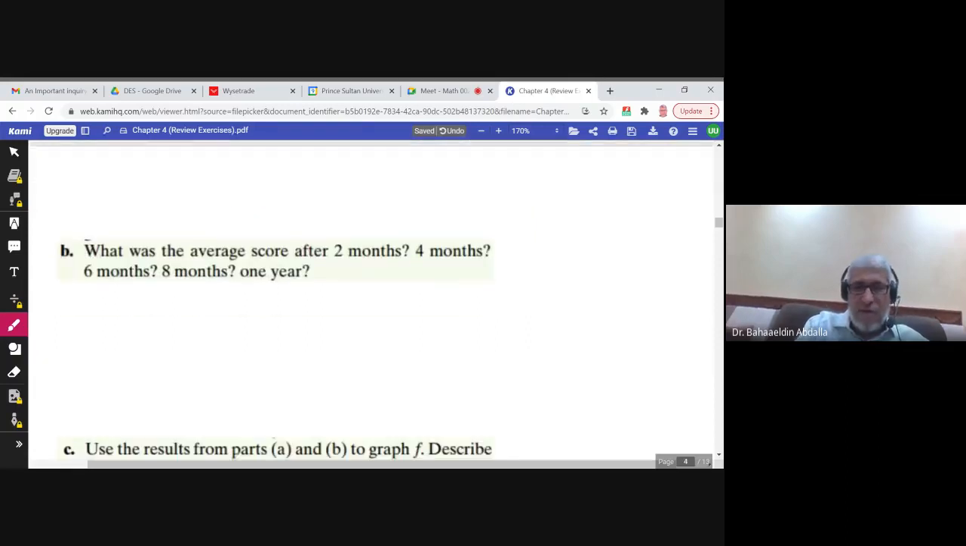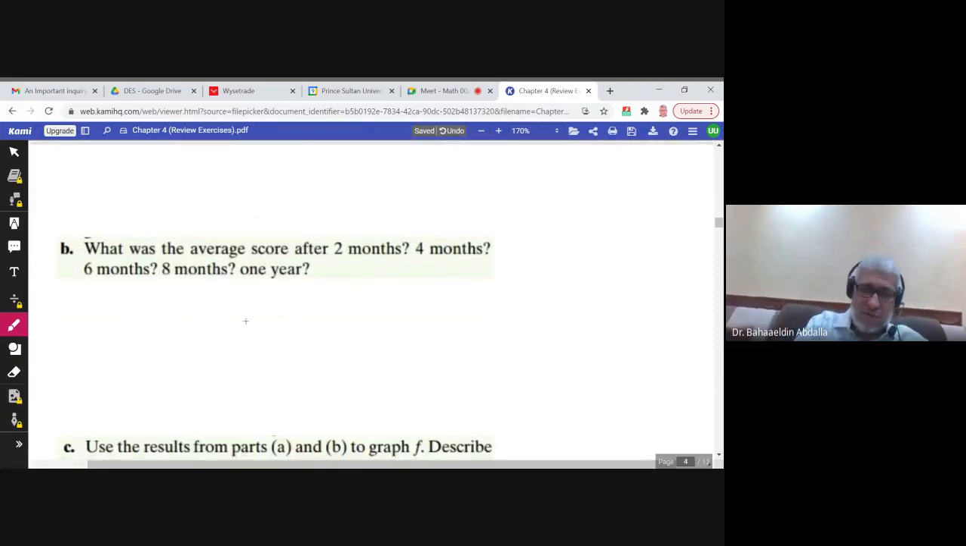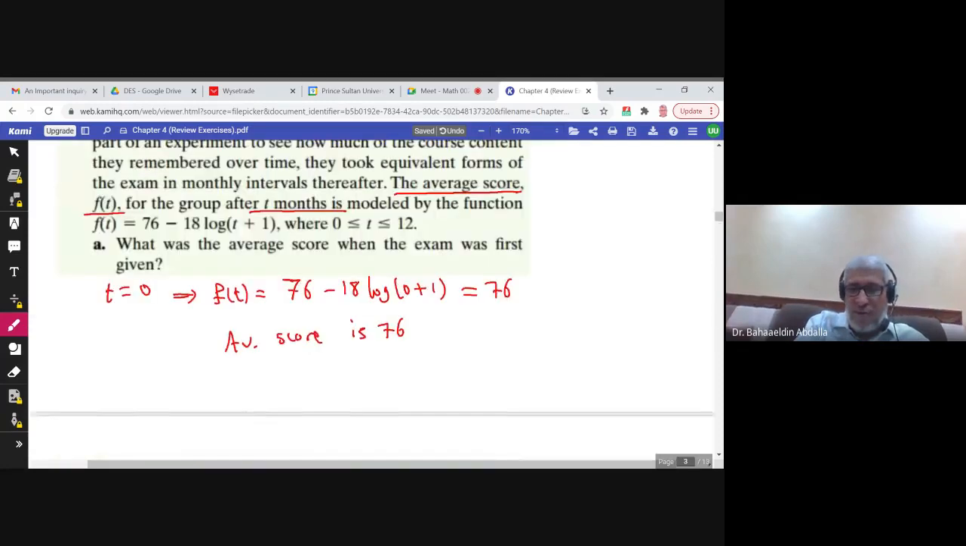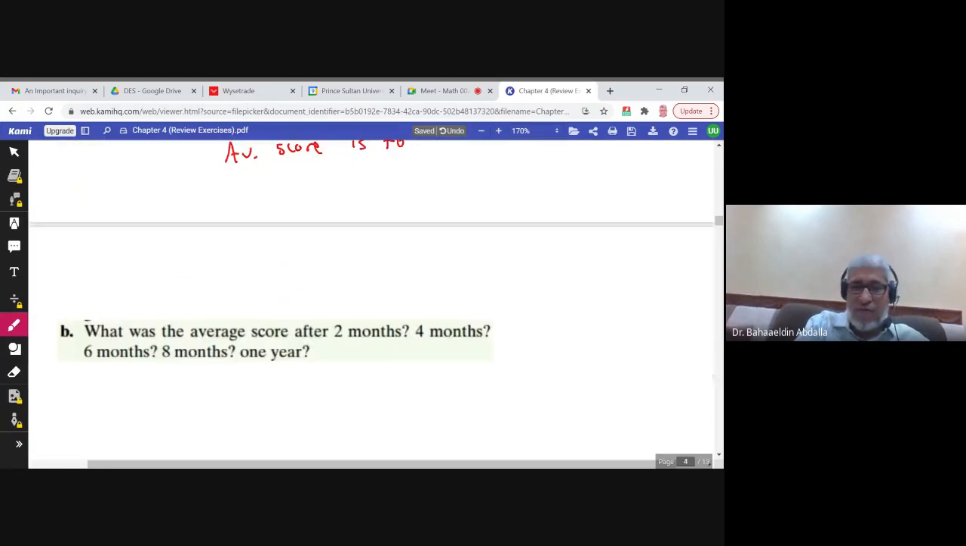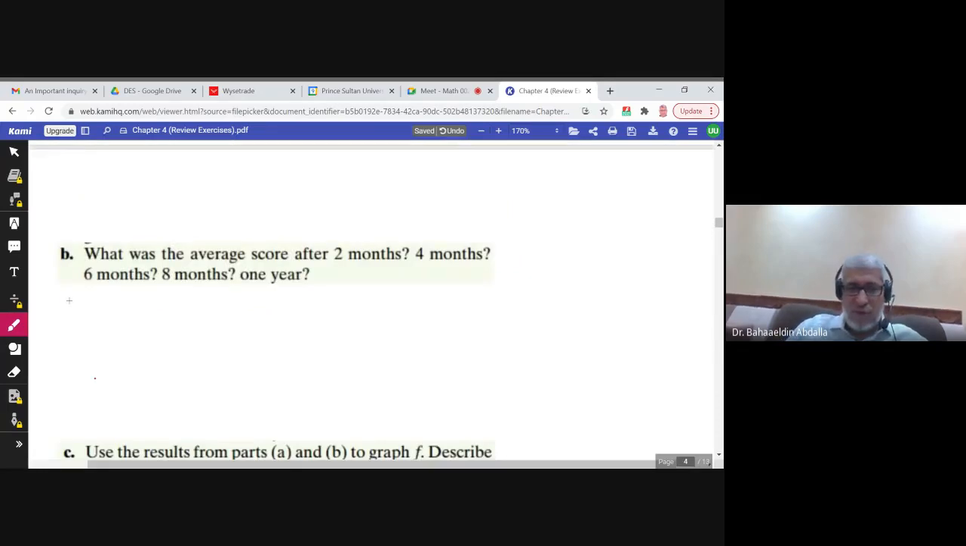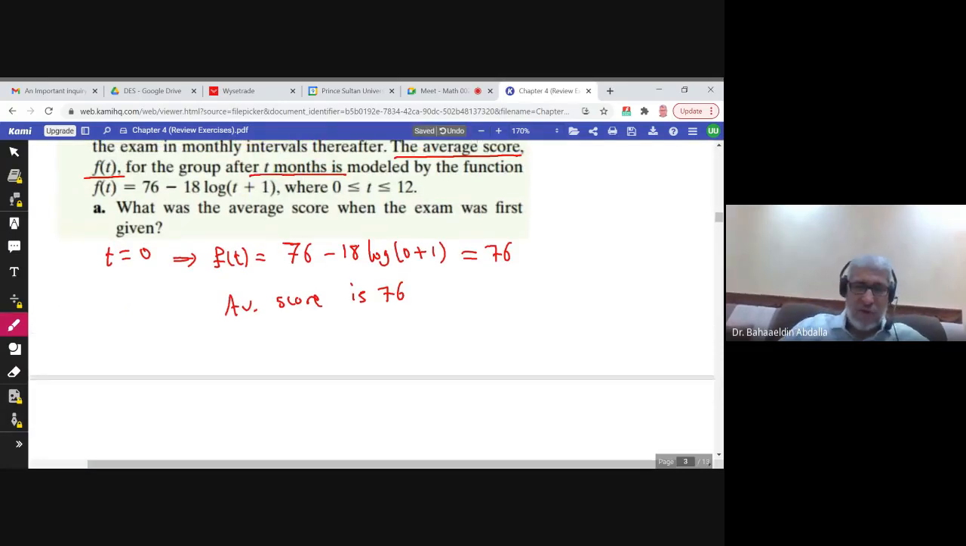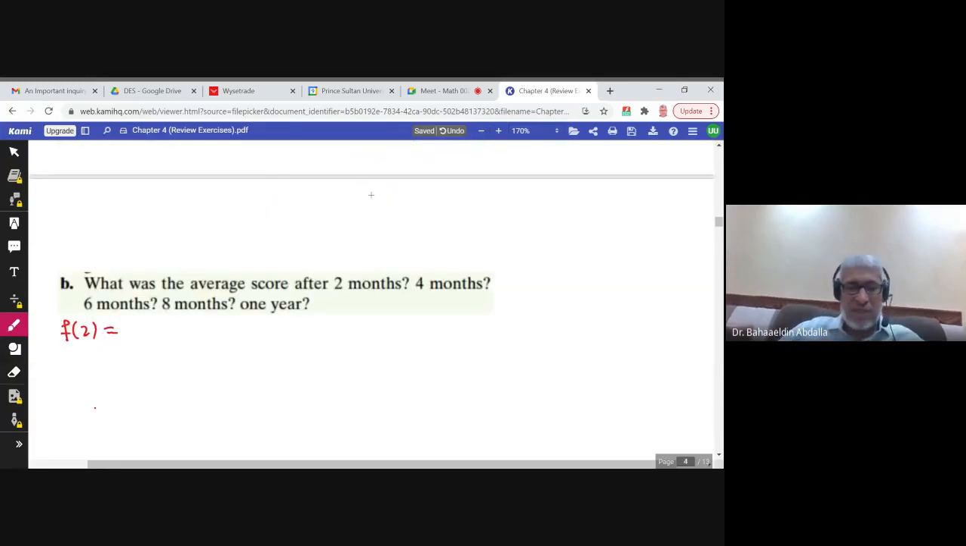time passing. What was the average score after 2 months? All right. After 2 months of the exam, what was the average score? You replace t by what? By 2. You find f of 2. You replace t by 2 and you find f of 2. So here this is f of 0 and now you find f of 2. Let me do it by calculator. It is 76 minus 18 log to the base 10, okay, times log 3, because 2 plus 1 is 3. Well, the answer is 67.4.